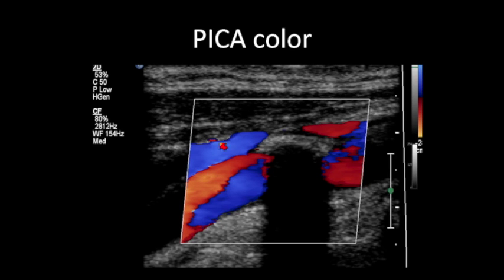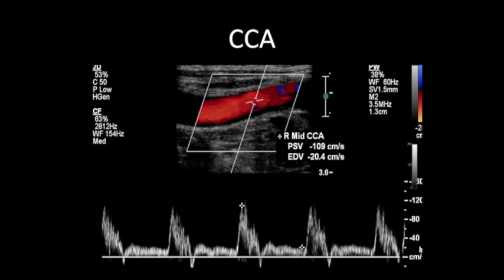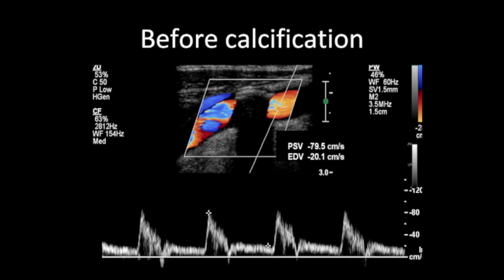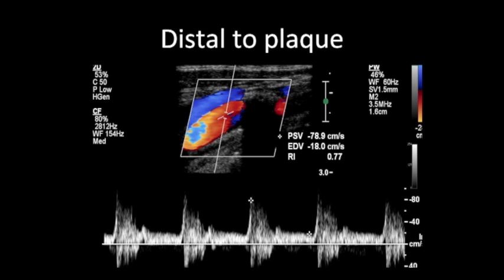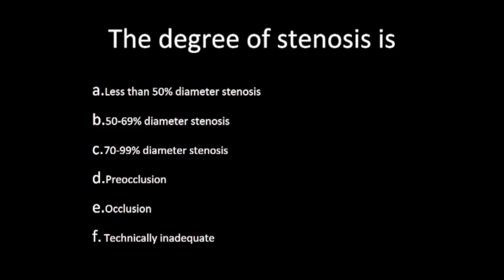But let's see what we got. We have the proximal internal carotid artery with a shadow. Everybody see the shadow? I know it's late in the day. Everybody's good here? Okay, good. Common carotid artery, 109, 79 right before the calcification. In the shadow, nothing. Beyond the shadow, 79, but with a whole bunch of turbulence, right? Okay, so what do you want to do?